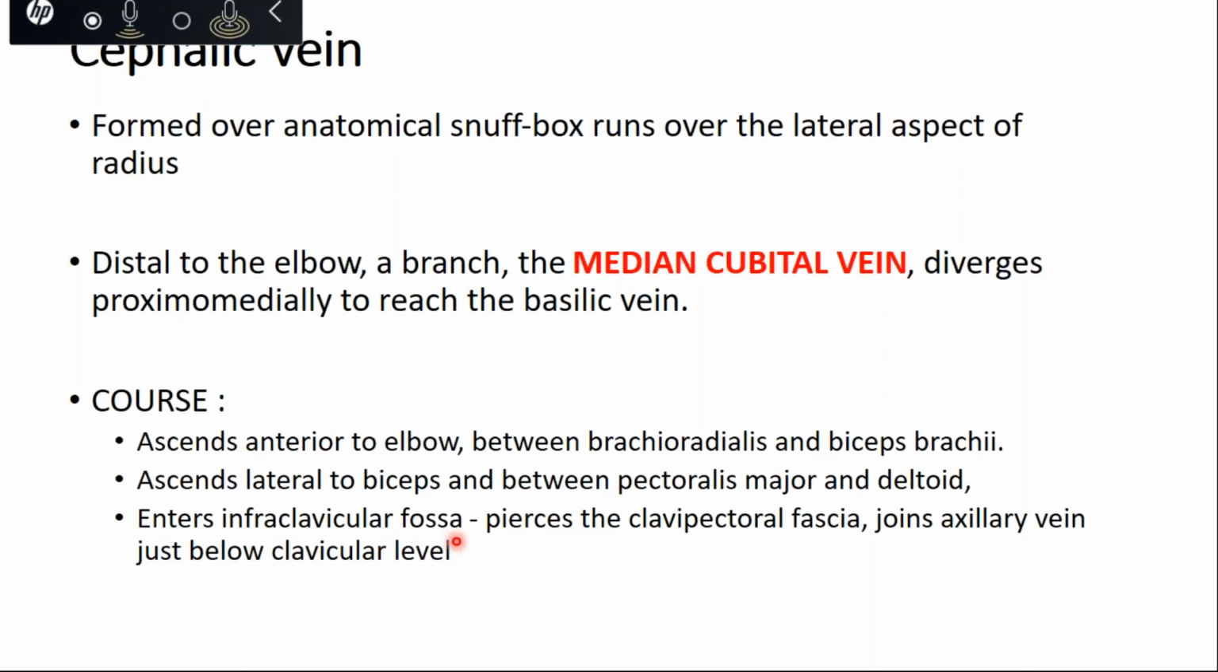It enters the infraclavicular fossa. There is a fossa below the clavicle: infra means below, clavicle, and fossa is a depression. So it enters the infraclavicular fossa, and there it pierces a fascia, which is called the clavipectoral fascia. After it pierces the clavipectoral fascia, it joins the axillary vein, just below the clavicular level. I'll just show you the picture now.